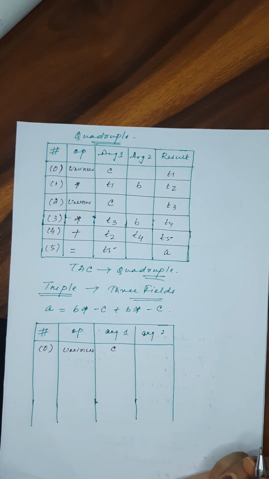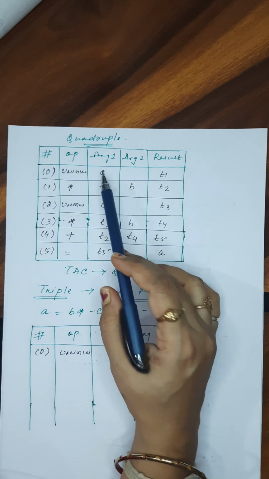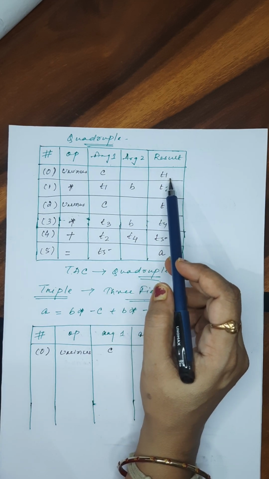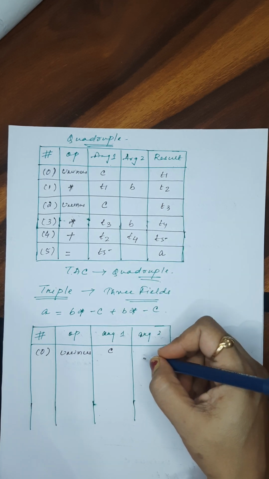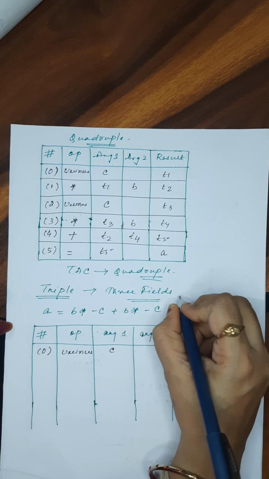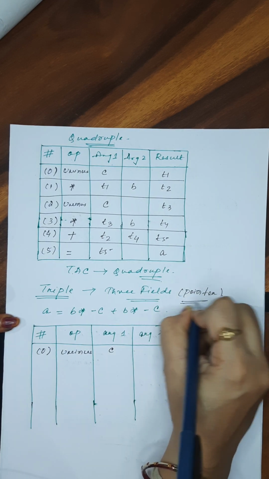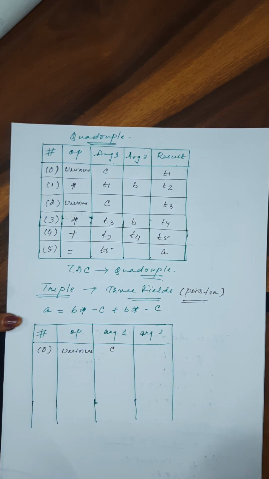Now, here again a question comes. Here in the quadruple, the result field was there. So, we were showing the temporary register where the values were stored, but here we are not having the result field. Then what is the difference? The difference is that the triple actually works as a pointer. The pointer concept we have already studied in C, okay, in C++ we have studied.